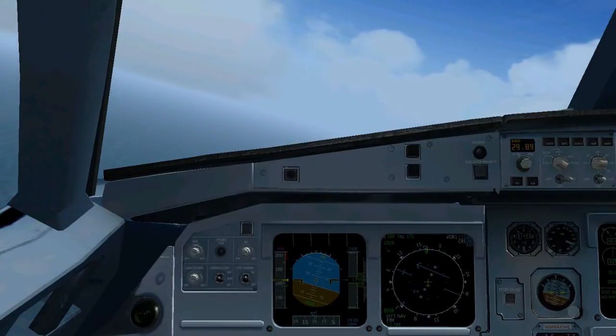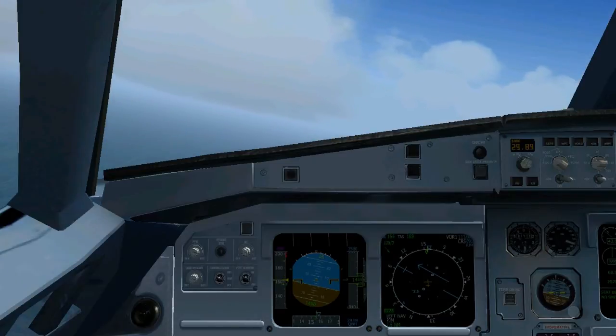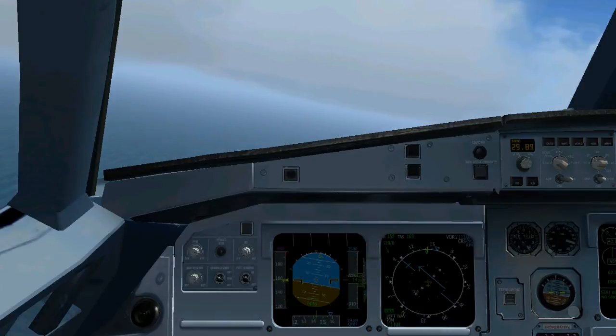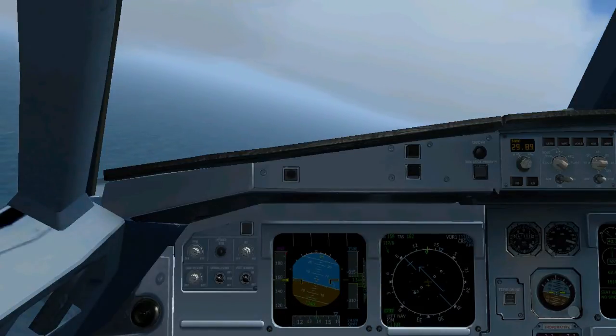Okay, the needle is starting to come in. And at this point, we are established on a heading of 096 back to the VOR. So, once we're established on a heading of 096, let's start a descent down to 1,040 feet, and let's put our landing gear down.